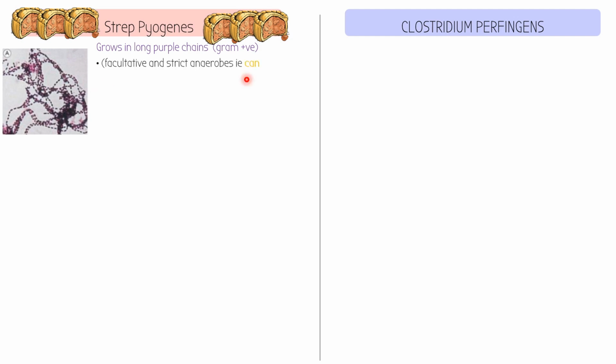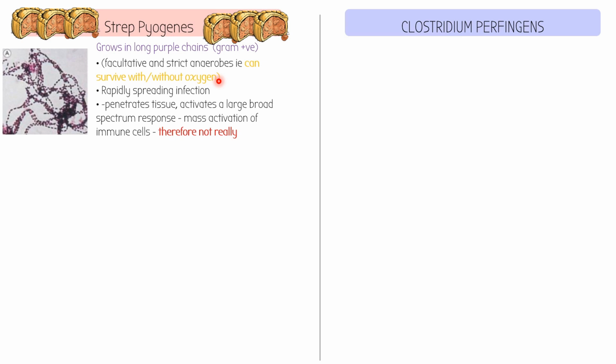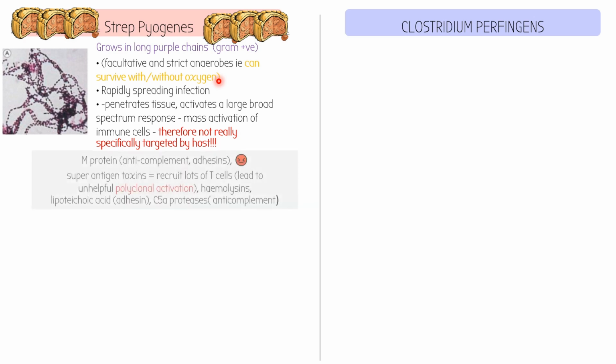Pyogenes grows in low oxygen or no oxygen environments. Low oxygen is called facultative anaerobe, and no oxygen is called strict anaerobe. The infection spreads rapidly and penetrates tissue, activating a large broad-scale response. This causes your immune system to go absolutely crazy. Therefore, it's not really able to specifically target this bacteria.